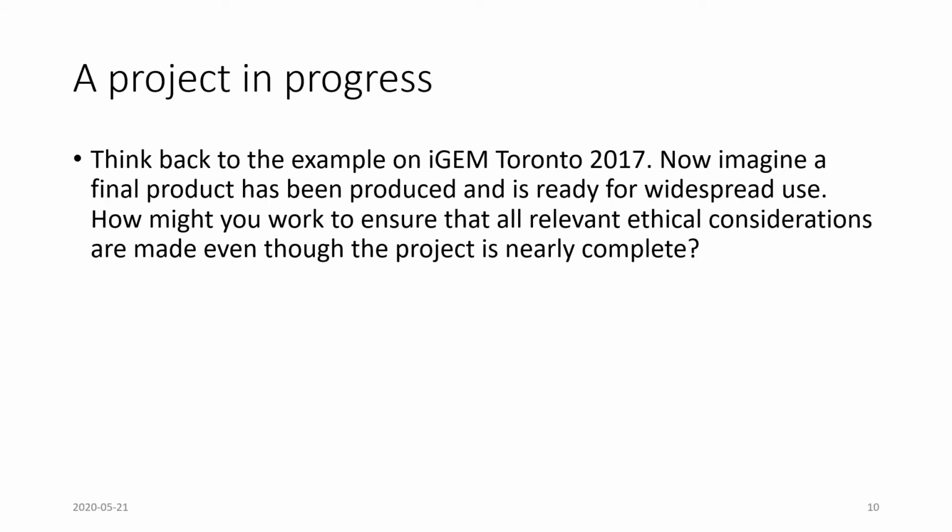So we'll think back to the example of the iGEM Toronto 2017 project, and imagine that a final project has been produced and is ready for widespread use. How might you work to ensure that all the relevant ethical considerations are made, even though the project is nearly complete? This isn't something that we'll go deeply into now. I'll just explain what the iGEM team did do. Even though we didn't have a complete project that was going to be put out into the public, we still did what we could to have in-progress checks.